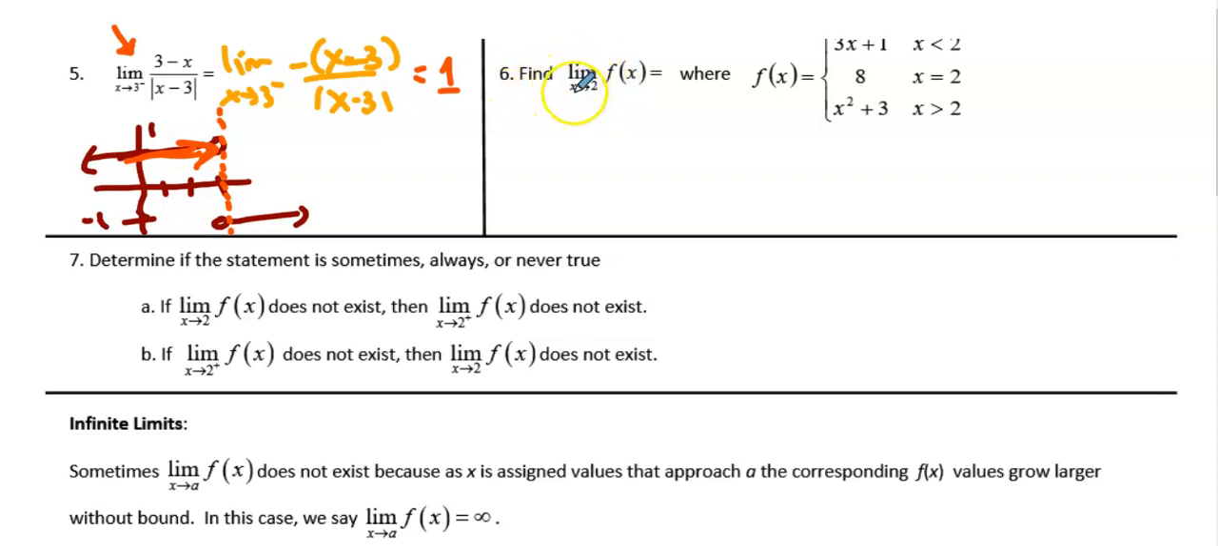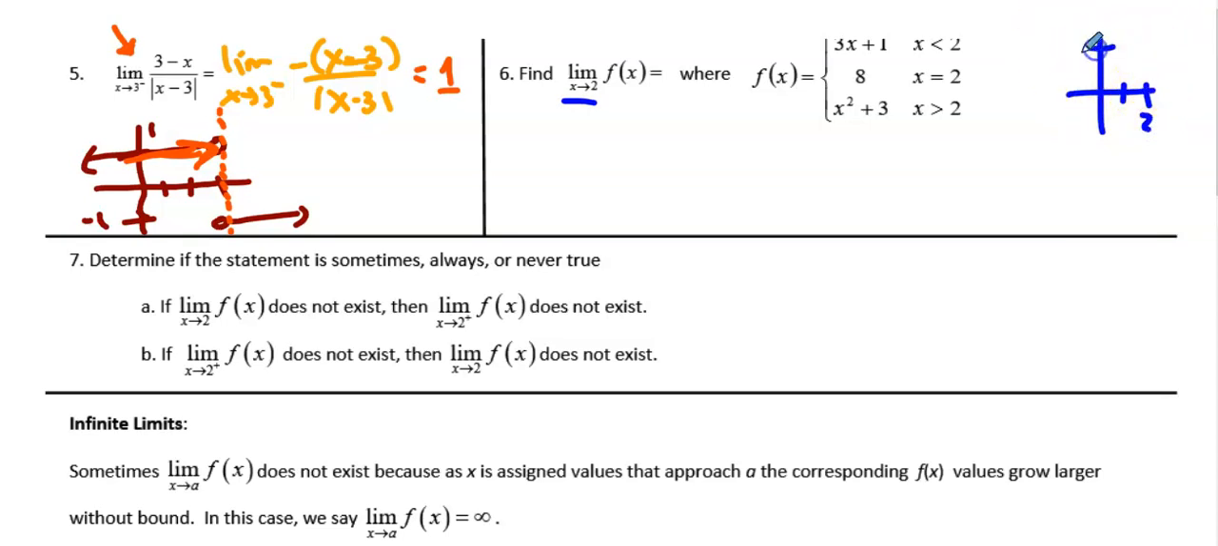For question number 6, we're looking at the limit as x approaches 2 of f of x, and we're given a piecewise function. I just want to say something straight off with this: if we're looking at the overall limit of a piecewise function, we don't need to graph this. But if we were to look at where x is equal to 2, as x approaches 2 from the left-hand side, we would have the line y equals 3x plus 1.